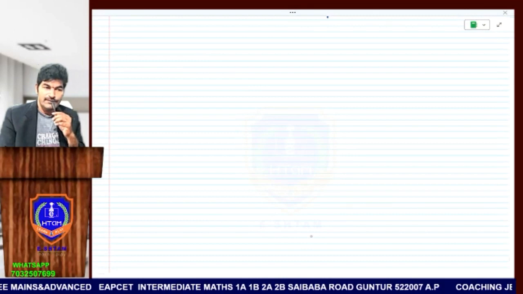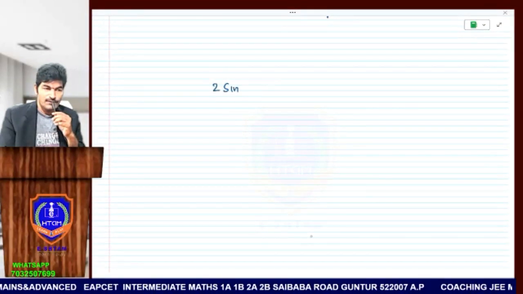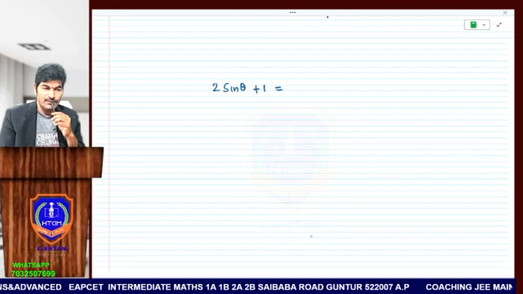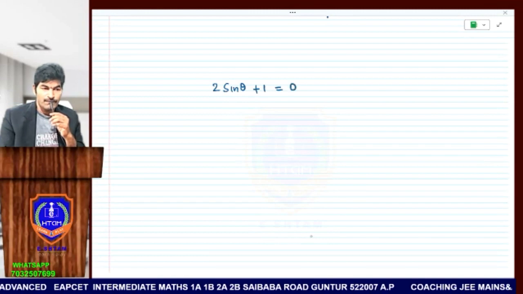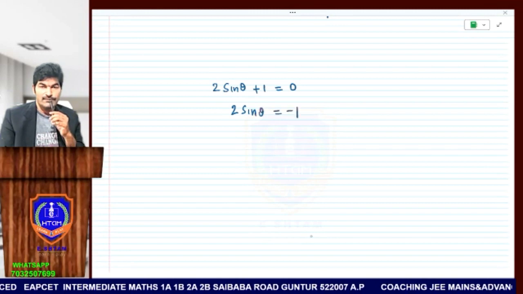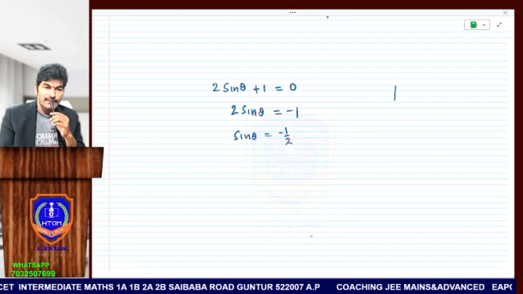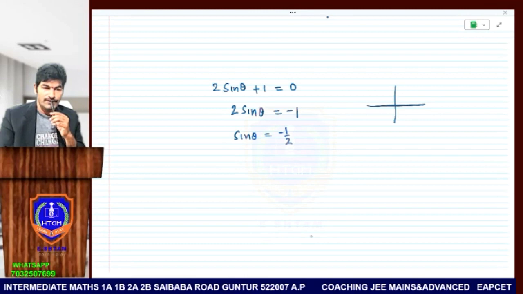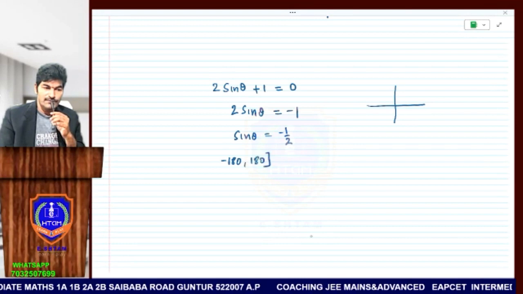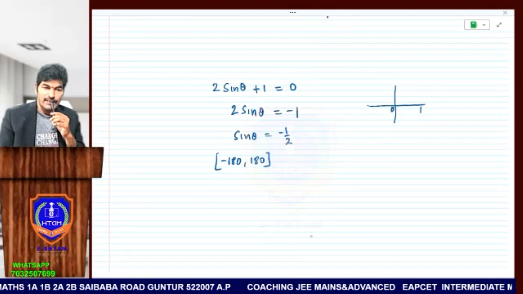The given equation is 2 sine theta plus 1 equal to 0. From that, 2 sine theta equal to minus 1, and sine theta equal to minus 1 by 2. Understood? Here, the coordinates will not work because the range is from minus 180 to plus 180. From 0 to 180, you can access in the graph.